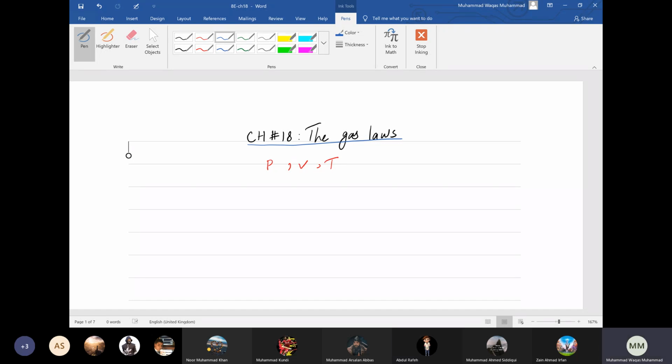Beta, can you hear me? Okay, and the molecules of the gas continuously collide with each other and with the walls of the container. And as the temperature increases, we know that the motion of the molecules increases, their kinetic energy increases.